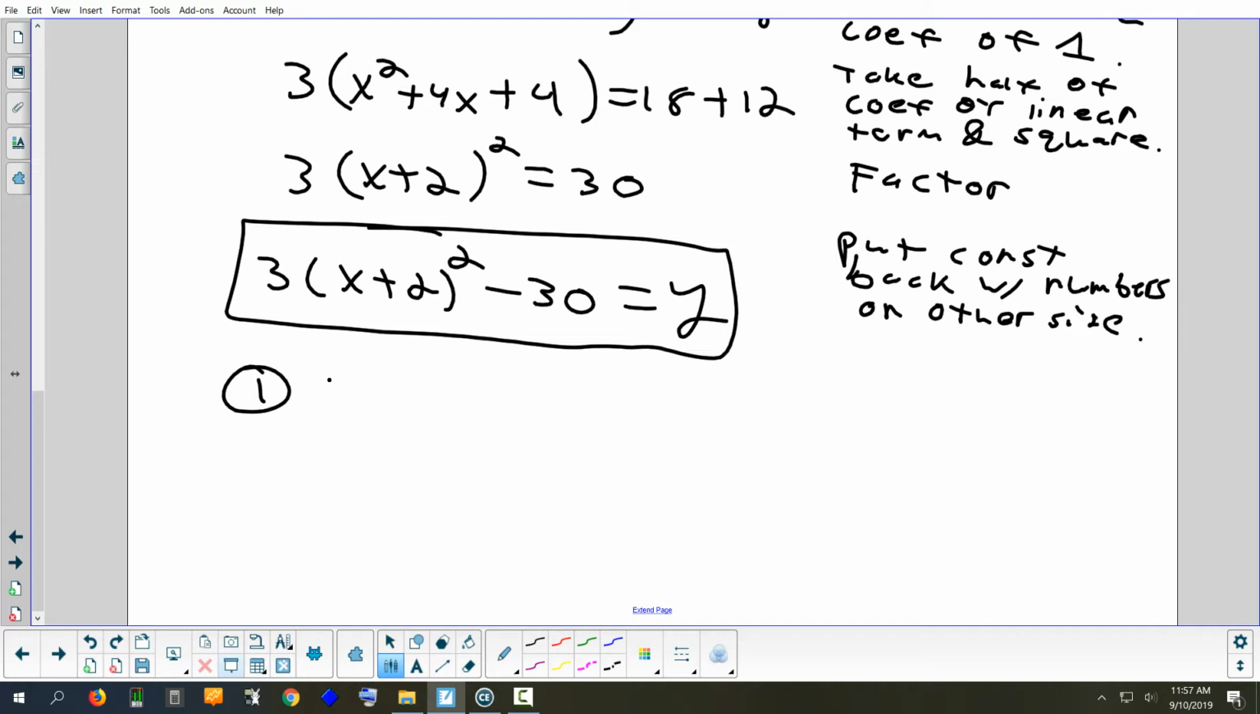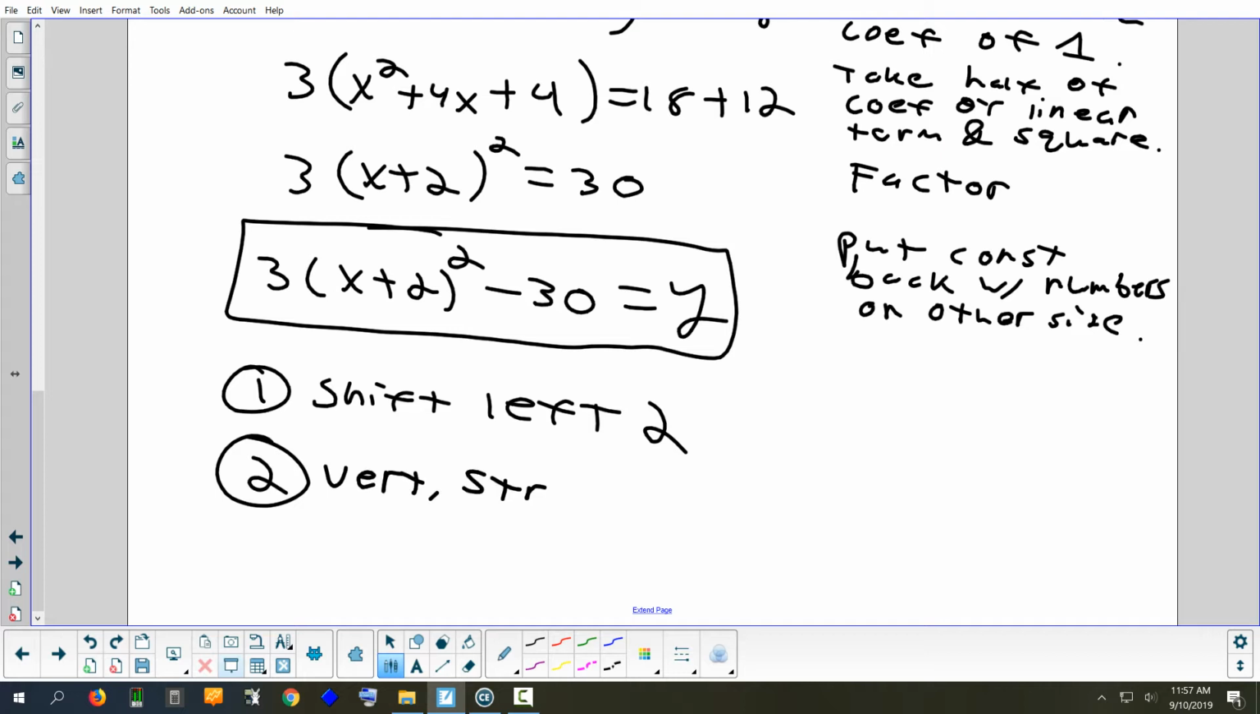How much? Left by 2. Yep. So shift left 2. Second thing? Stretch. Which way? Factor of 3. So that's how much? Vertically. Vertical stretch by factor of 3.